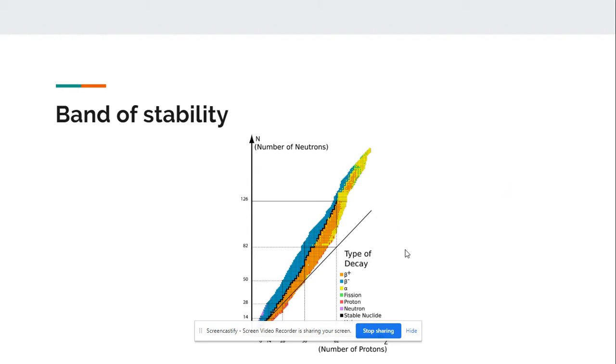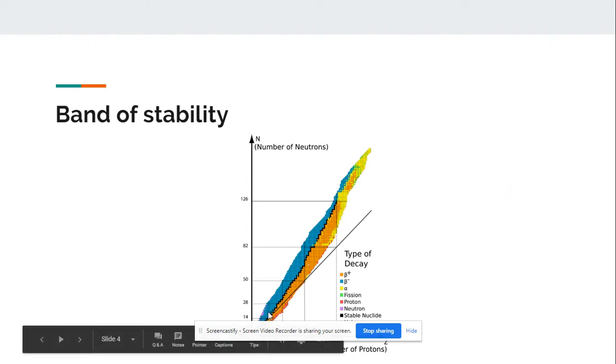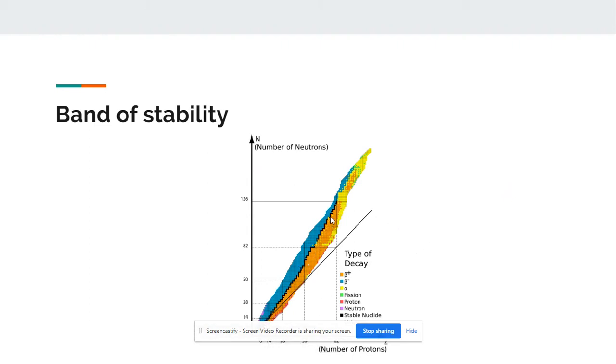So here is an example of a band of stability graph. So here in the black is where we're having the stable proton to neutron ratio. And then as we move outside of that ratio, either way, we can kind of determine what kind of radiation the nuclide is likely to do in order to become stable.